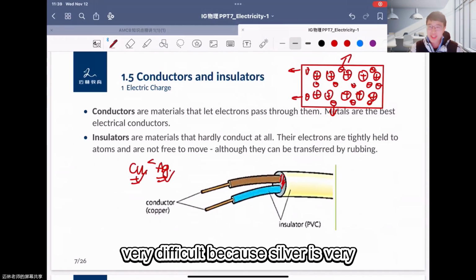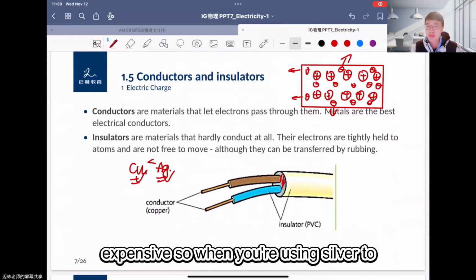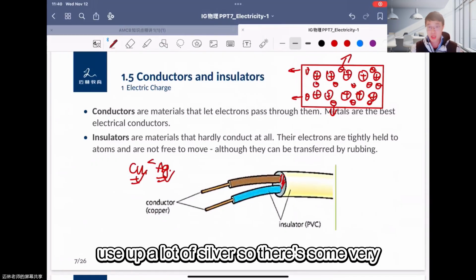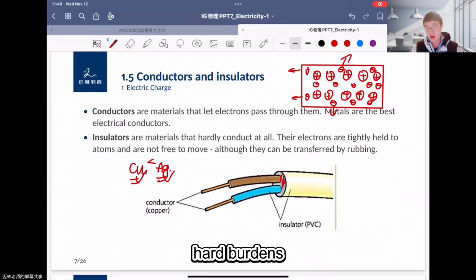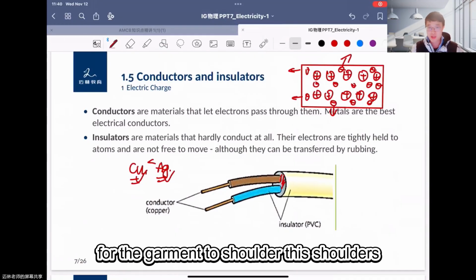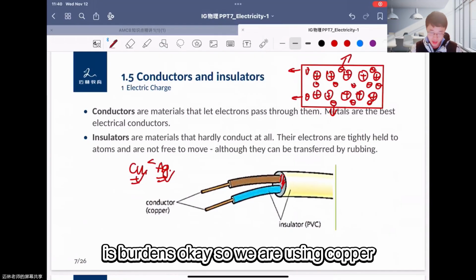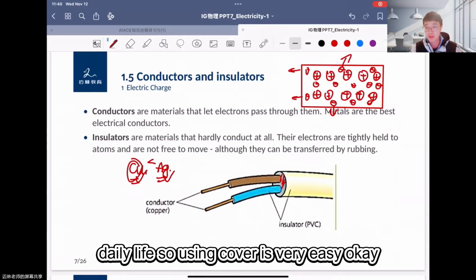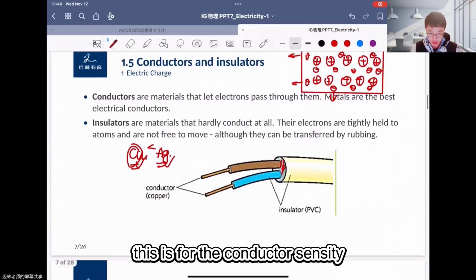It's not very difficult, because silver is very expensive. When you use silver to build wire, you'll find that in a city you would use up a lot of silver. That's a very hard burden for the government to shoulder. So we are using copper because copper is very common in our daily life, and using copper is very easy. This is for conductors and insulators.